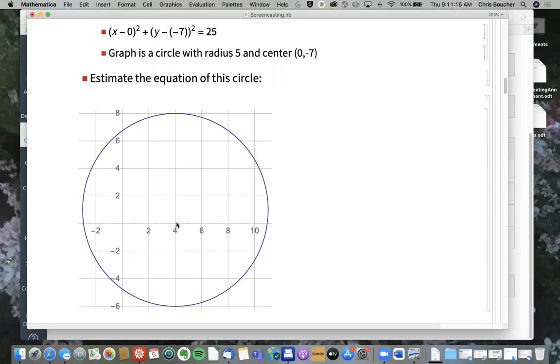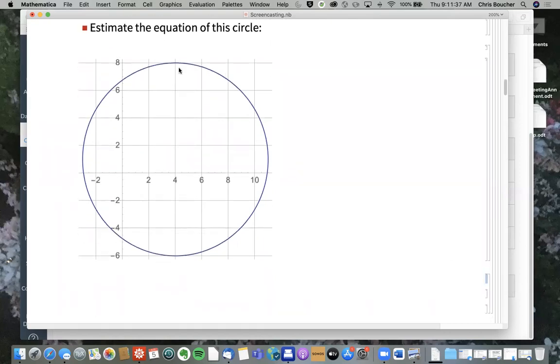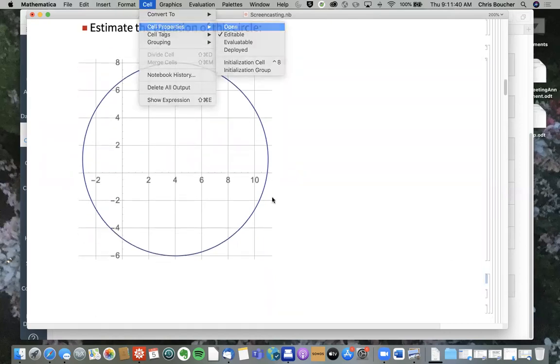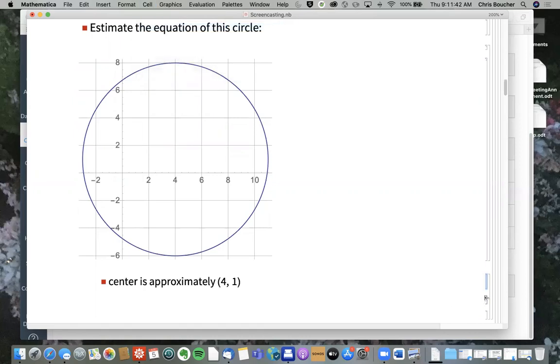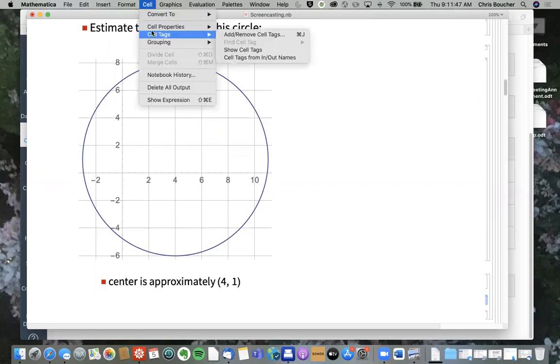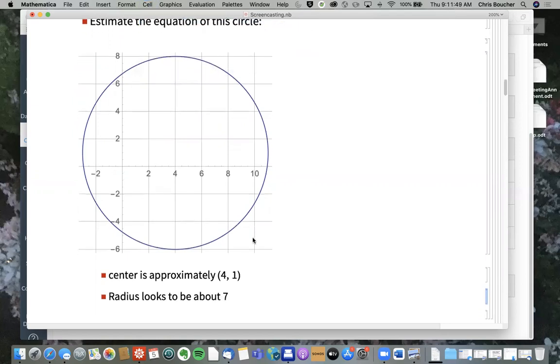I'm going to guess the center of this one is about right there. So that looks like the point 4, comma 1. And if that's the center, then the easiest way to find the radius is just to go straight up or down or straight left or right. So if I go up, I get to the y value 8. So from the y value 1 to the y value 8 is a radius of 7. So it looks to me like this circle has a center at about 4, 1. Again, we're eyeballing it, so we might be off by a little bit. And it looks to me like this circle has a radius of about 7.